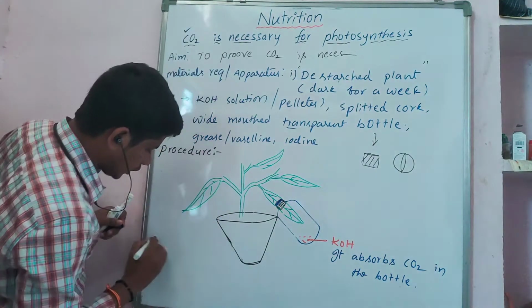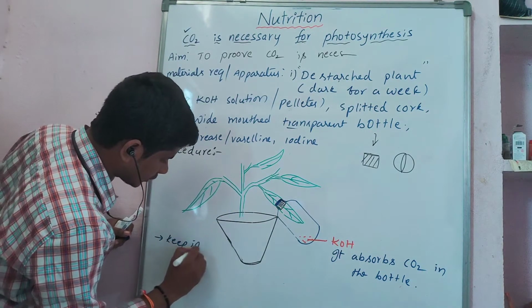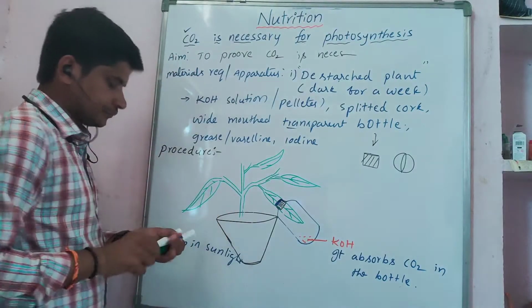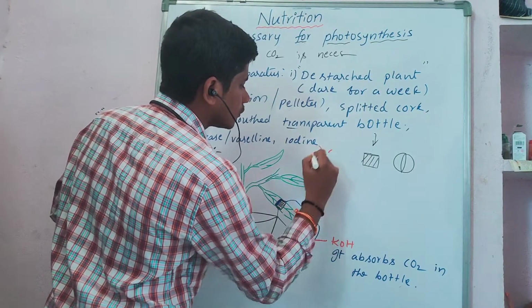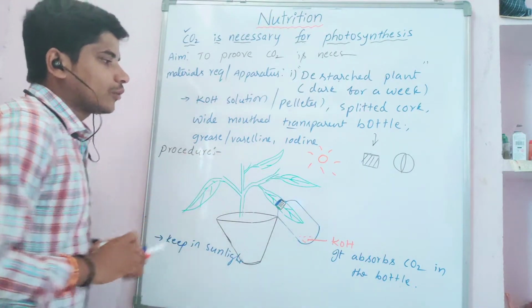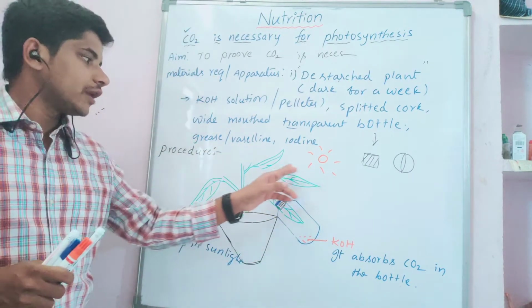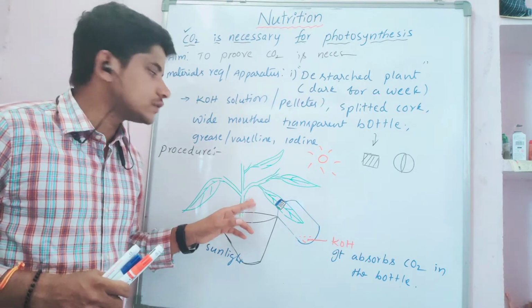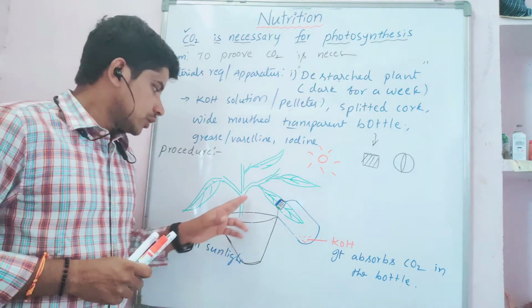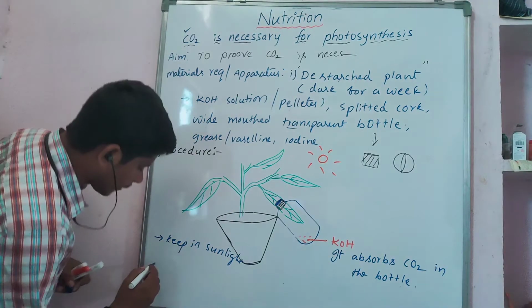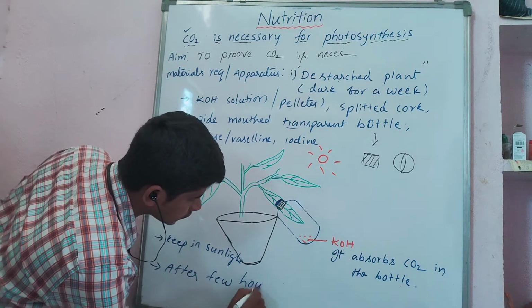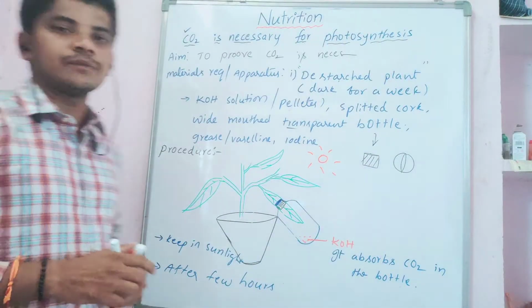Keep it in sunlight. So after arranging all these things, we have to keep it in sunlight. Now what is happening here? When the sunlight is available, the plant is able to perform photosynthesis and it can synthesize glucose, and that glucose is going to be turned into starch. So after a few hours, we have to go for an observation.